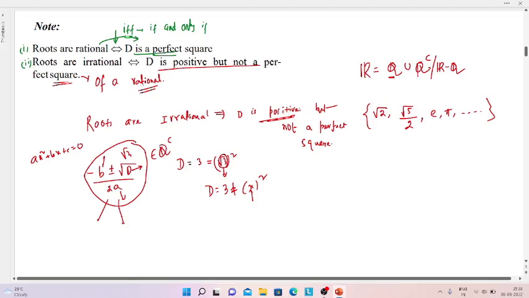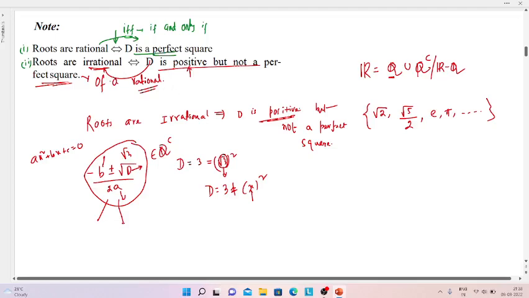Similarly, if d is positive but not a perfect square, then we can say that the roots are irrational. You can understand, right? If d is positive, because if d is negative, definitely the roots will become imaginary. The irrational is not an imaginary number, it's actually a real number, right? It's actually one of the real numbers. So if d is positive, that is a necessary condition, and also not a perfect square, that is also a necessary condition. Those two conditions will be the necessary and sufficient conditions to prove that the roots are irrational numbers, right?